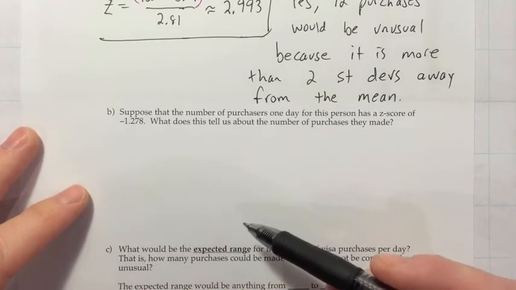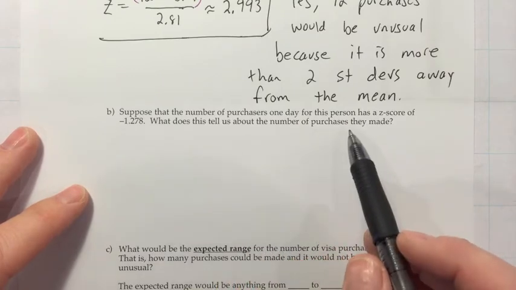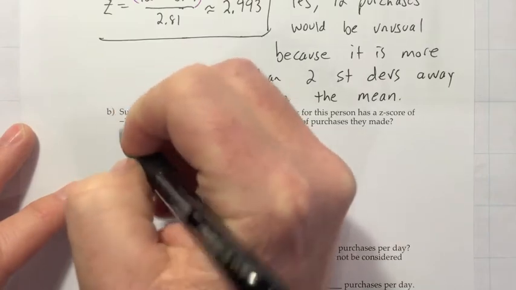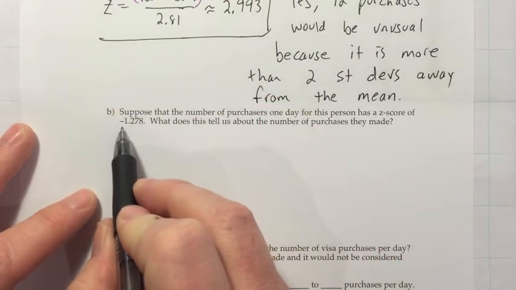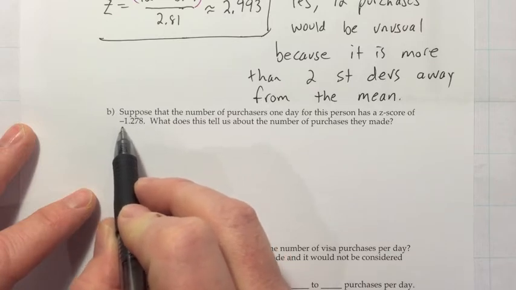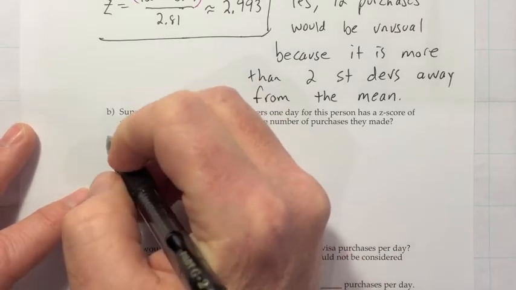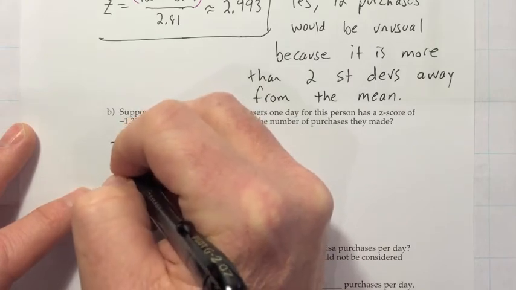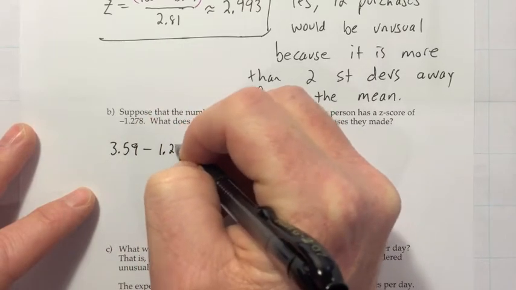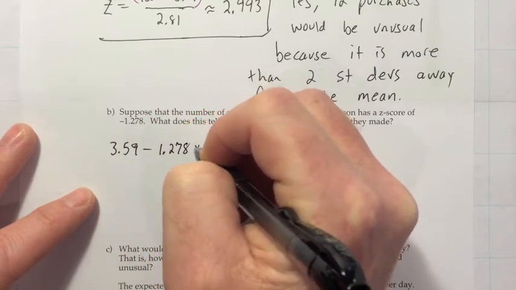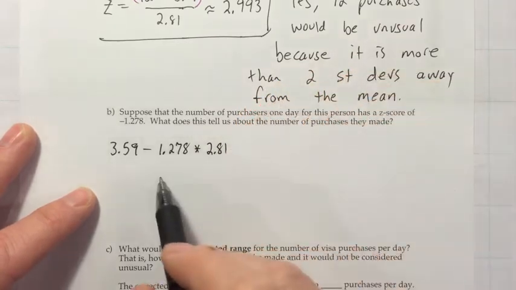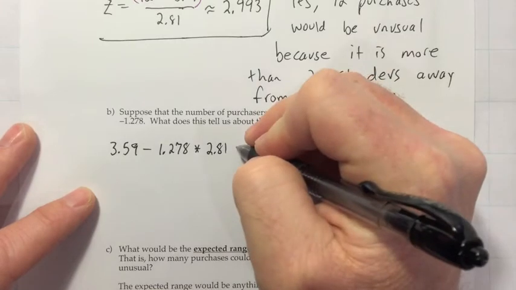So let's write out a few things. What does that tell us about the number of purchases they made? Let's try and find the number of purchases first. The number of purchases is 1.278 standard deviations below the mean. So to figure out how many purchases they made, I could take the mean, 3.59, and then I could subtract 1.278 standard deviations, which would be times the standard deviation of 2.81. And that should take me backwards to the number of purchases they made.